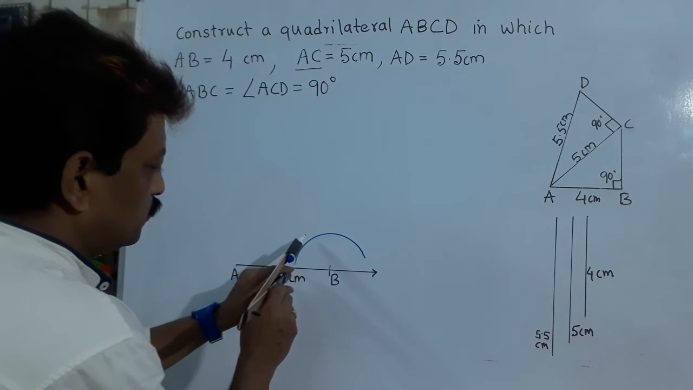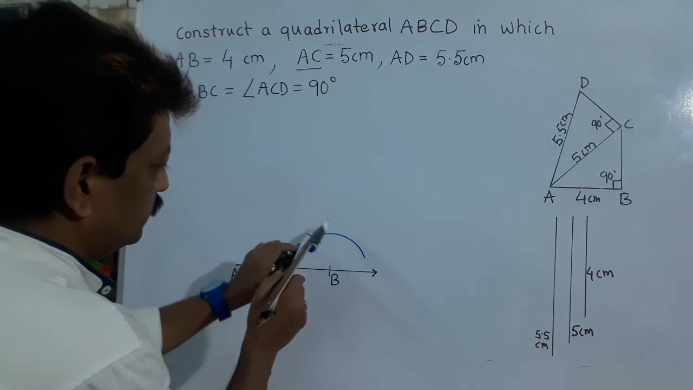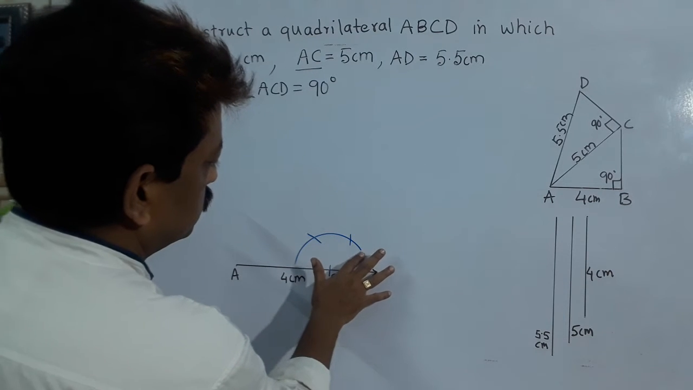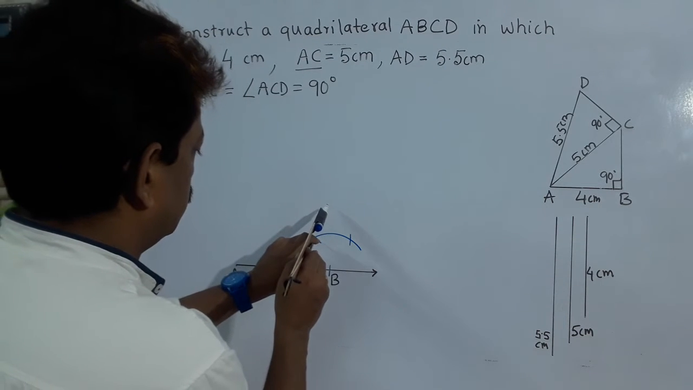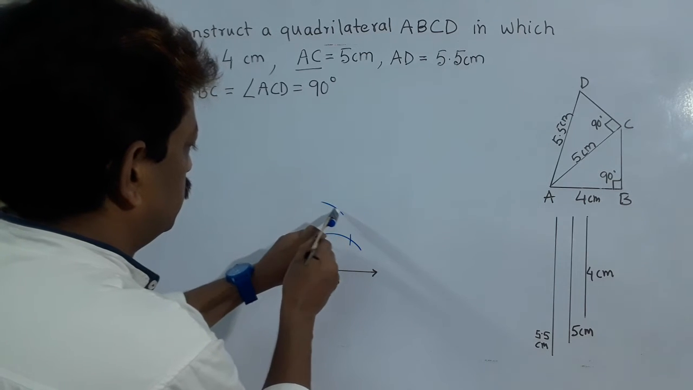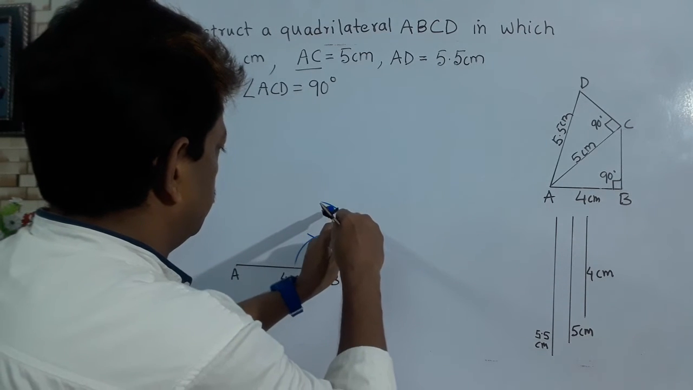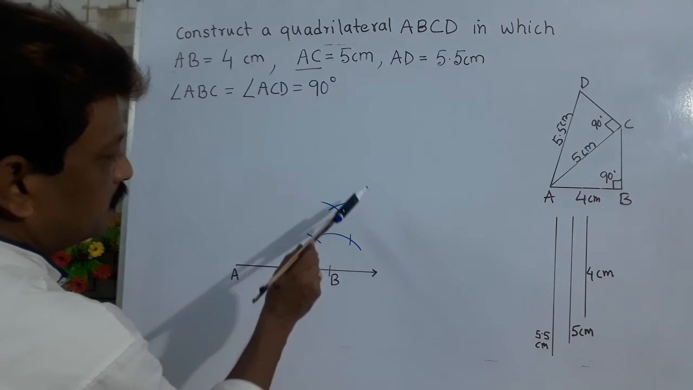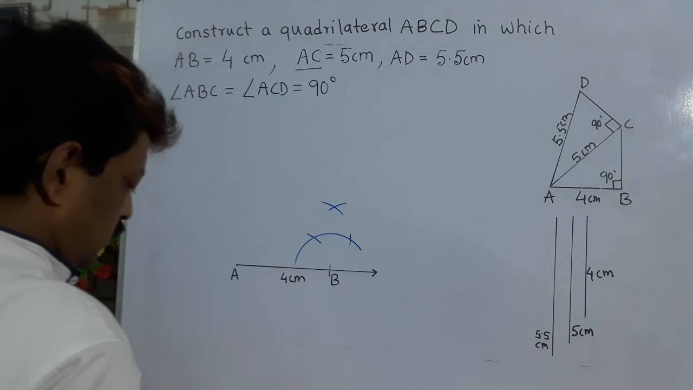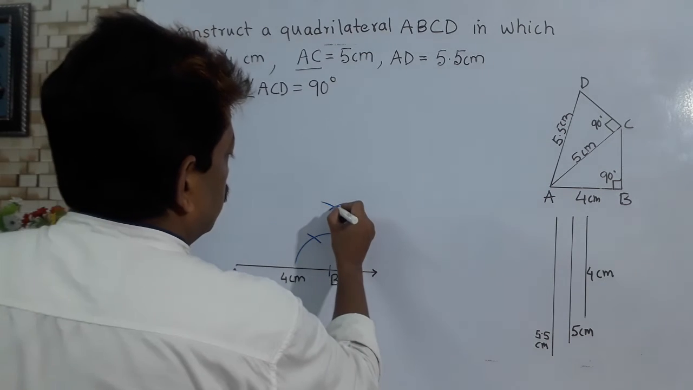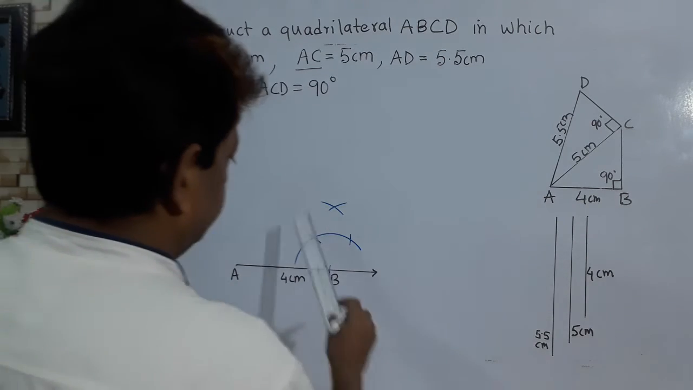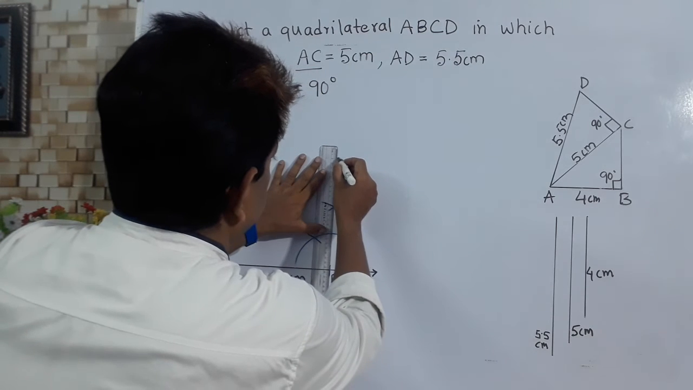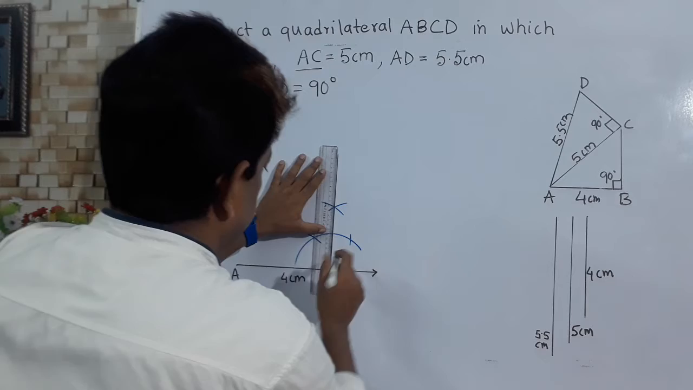Hope everyone knows how to draw 90 degree. This is 60. This is 120. And this is 90 degree. From 60 degree an arc, and from 120 degree another arc to intersect each other at this point, and this is 90 degree. So angle B is 90 degree.